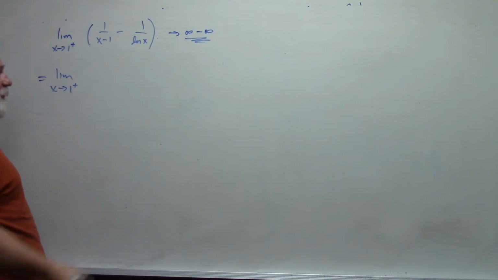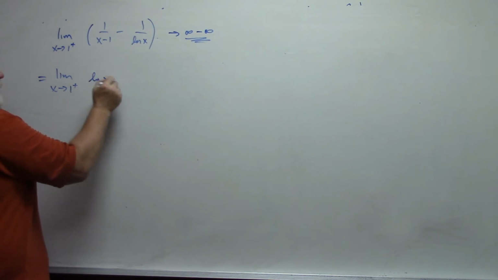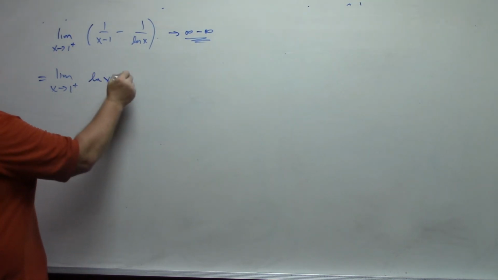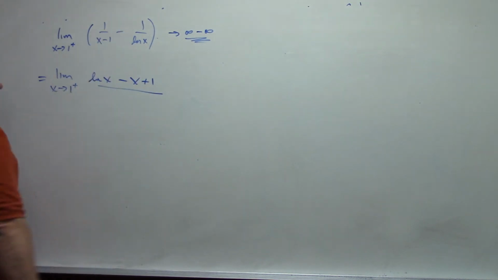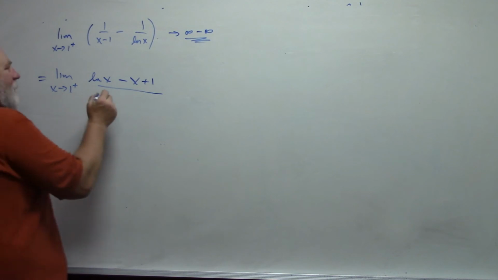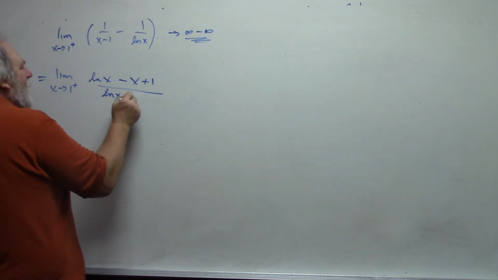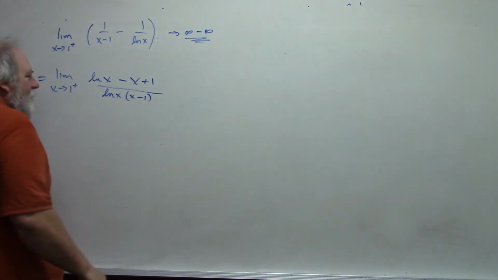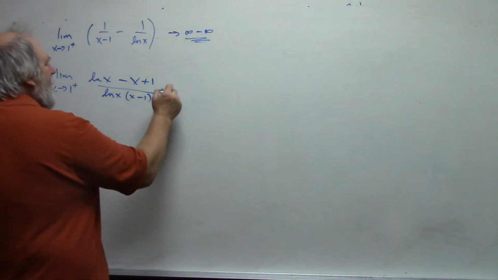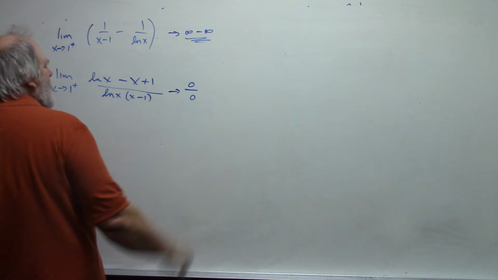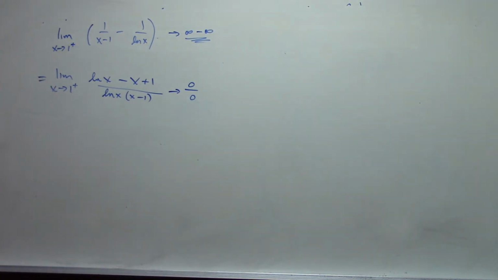And the basic algebra that we're going to do is get a common denominator. So ln of x minus x plus 1, right? Don't forget to change the sign there, over ln of x times x minus 1. And notice by doing this, I now get a 0 over 0 form, which we can use L'Hopital's in.